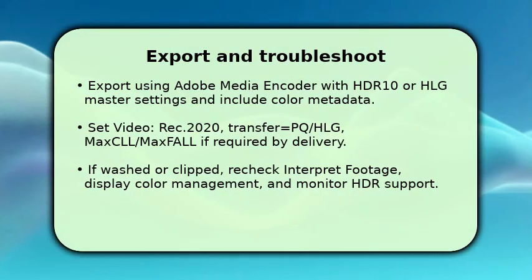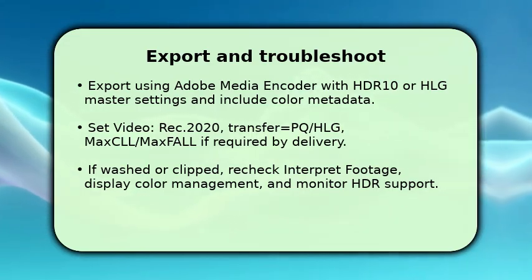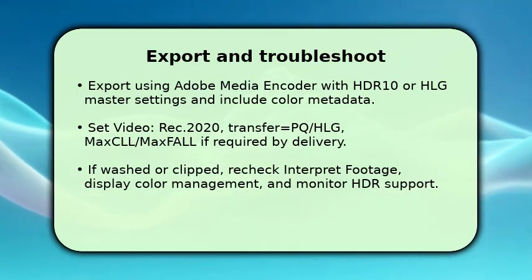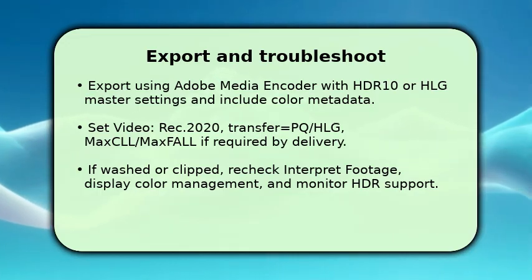You finish by exporting a proper HDR master from Adobe Media Encoder. Choose H.265 or ProRes with Rec. 2020 and the PQ or HLG transfer function, and embed HDR10 metadata if needed. Make sure max CLL and max fall values match your project requirements so players read peak luminance correctly.